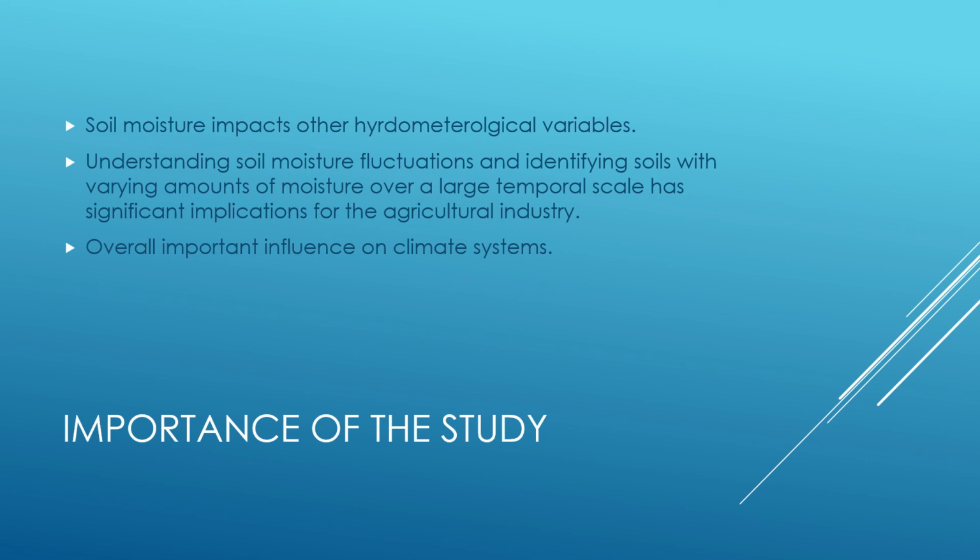And then overall, looking at the important influence on the climate system. Soil moisture over a large spatio-temporal scale does have an effect on the climate systems. So this is obviously important for hydrological studies and how the climate is changing. Being able to understand soil moisture fluctuations should shed some light and provide more information about characteristics of a climate system.